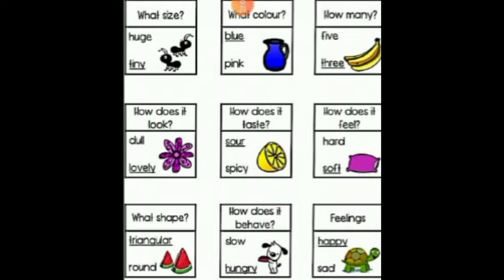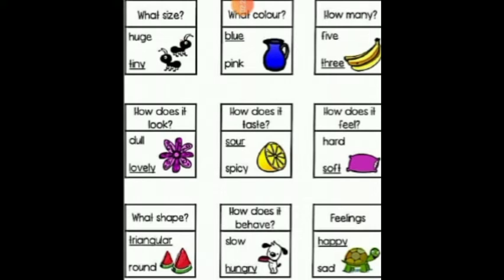How does the puppy behave? Is it slow or hungry? Yeah, it's hungry. So the describing word we are using here is hungry. How does the turtle feel? Is it sad or happy? Yeah, the turtle is happy. So the describing word is happy here.